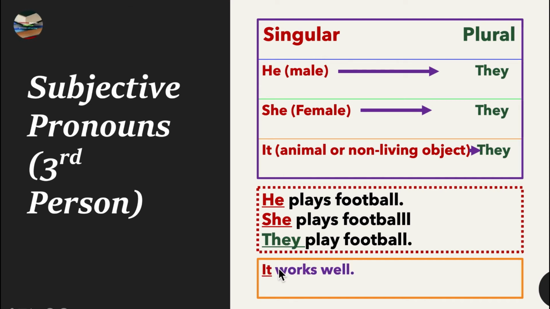So next, it works well. Here it is used for a non-living object. For example, if I have an idea in mind about a machine and I'm talking about the machine that is in my mind, I may say it works well. It means the machine works well. They work well. So the plural form of it here is they. Like so many machines around us and we are working, now they are working, so we can say they work well.